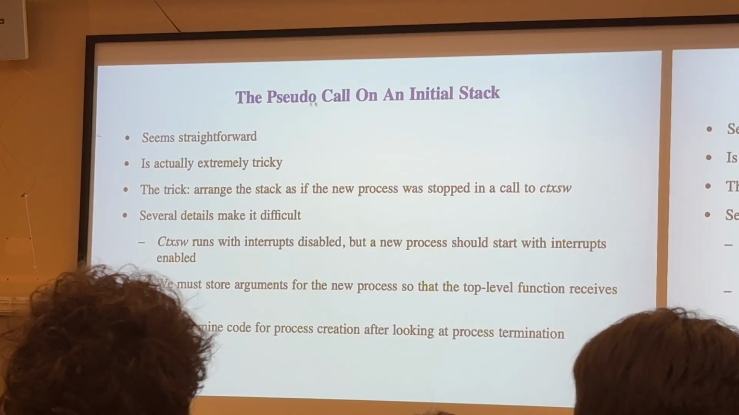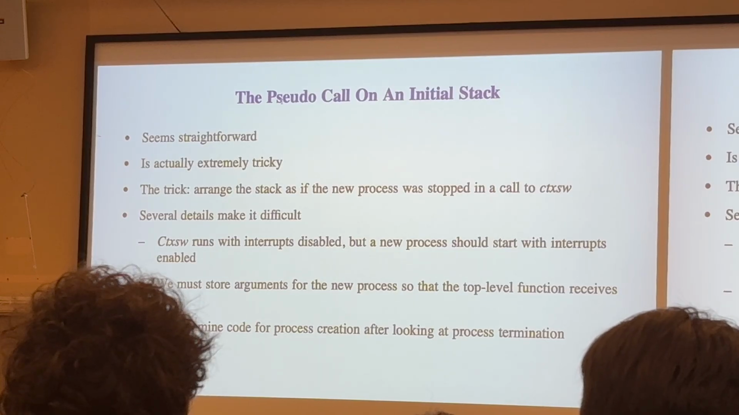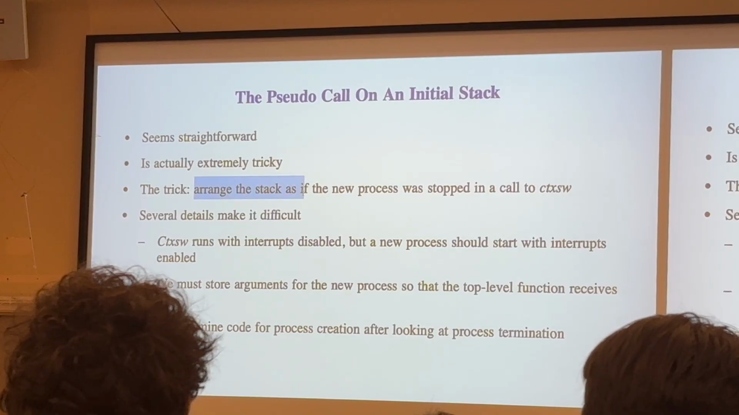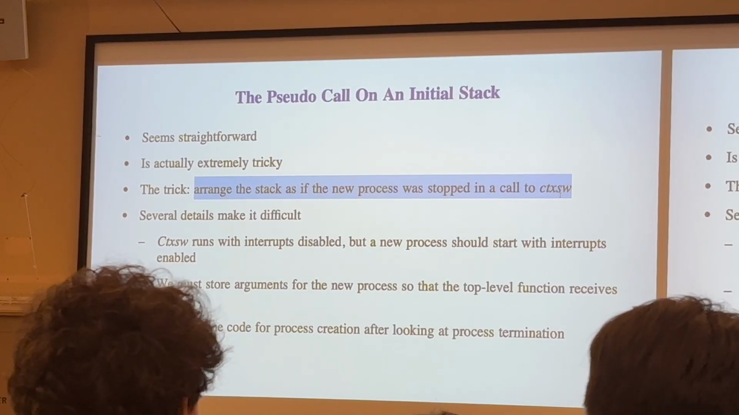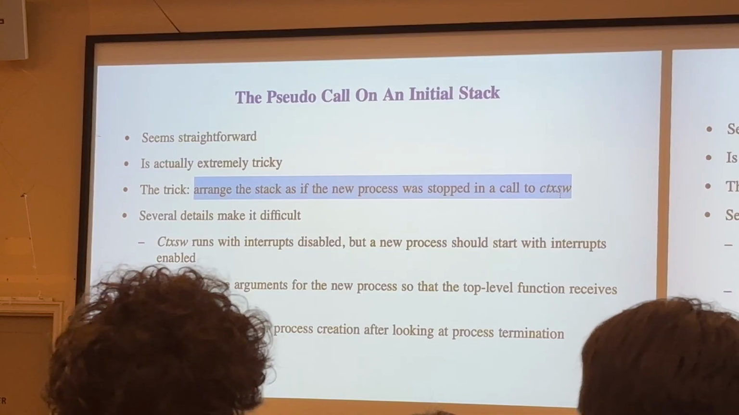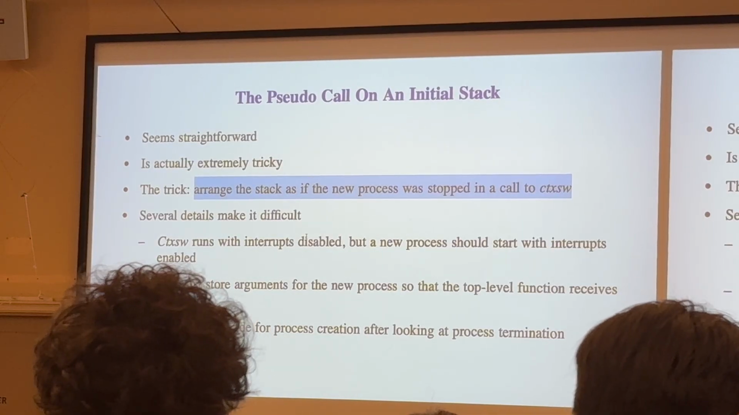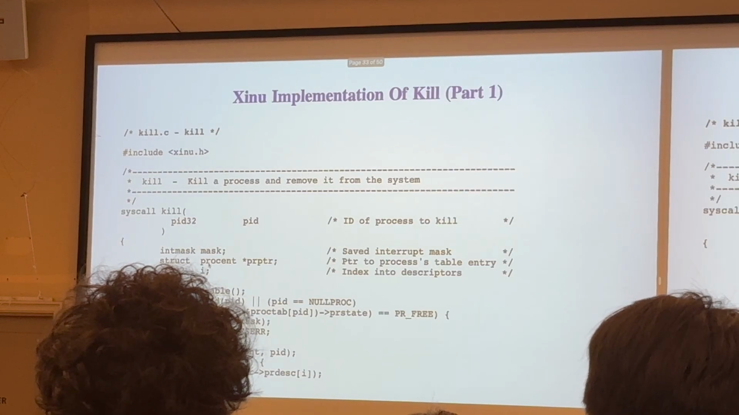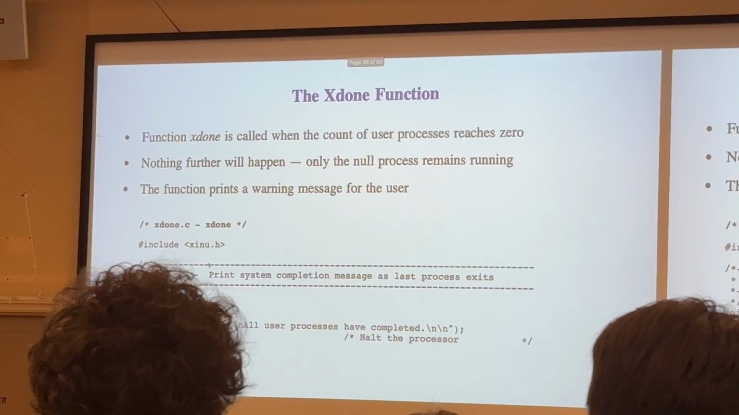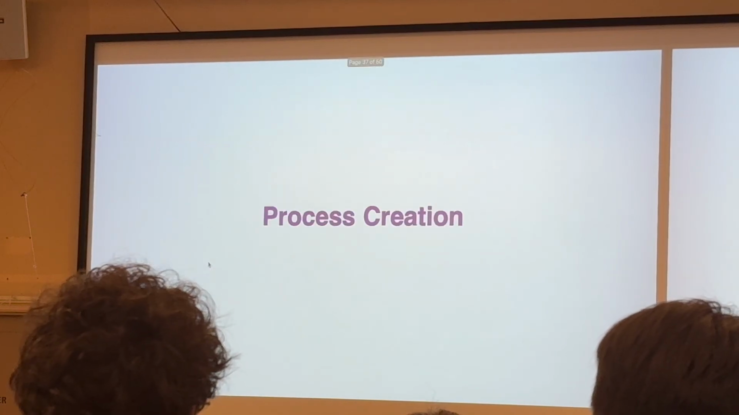So this is where we explain. We need to create a pseudo call on the initial stack. The trick is we want to arrange the stack as if the new process was stopped in a call to context switch. This means that it was switched out before. These details we'll look at later, after we examine the code of process creation.